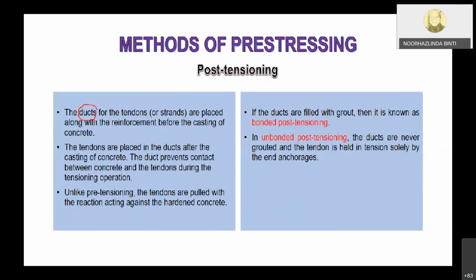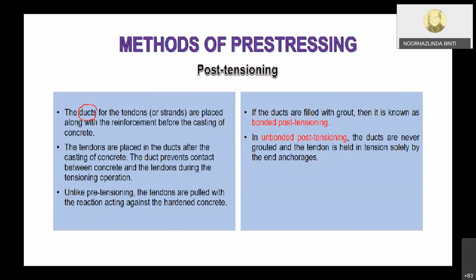In the meantime, we wait for the concrete to attain certain strength. We place the tendon inside that particular duct. So the difference with pre-tension: in pre-tension, you pull the strand first, and then you pour the concrete, and then you wait for certain time, and then we loose the strand. In this particular case, it's the other way around.